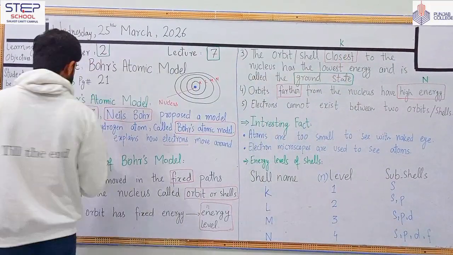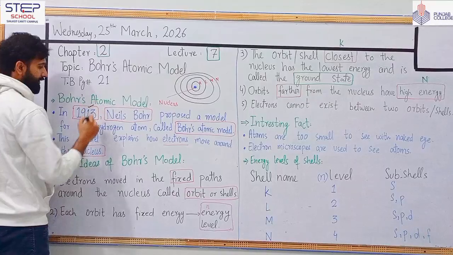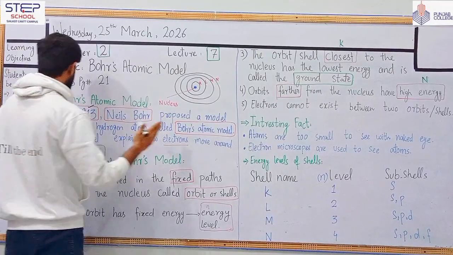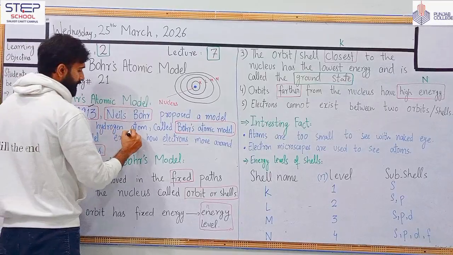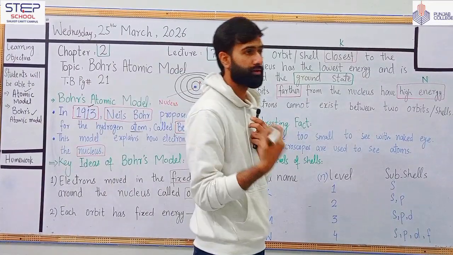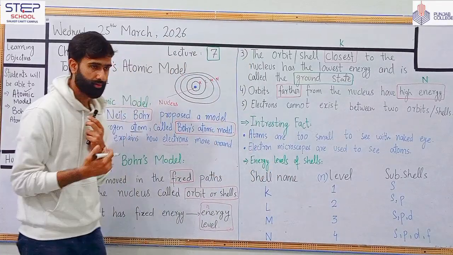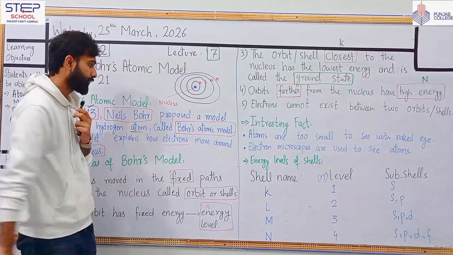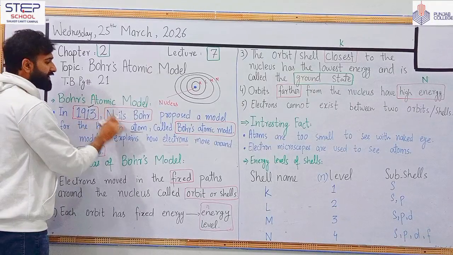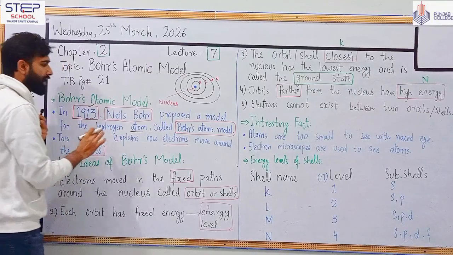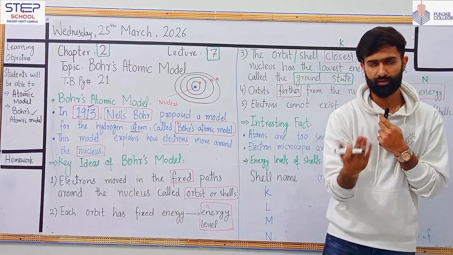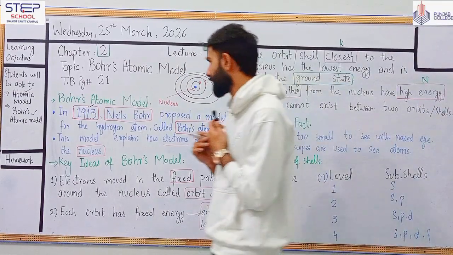In 1913, Niels Bohr, the renowned scientist, proposed a model for the hydrogen atom, and scientists call it Bohr's atomic model because it was proposed by Niels Bohr. So in 1913, Niels Bohr proposed a model for the hydrogen atom. It is called the Bohr's atomic model.